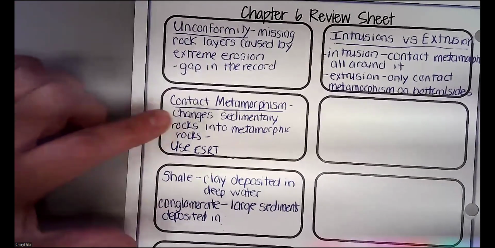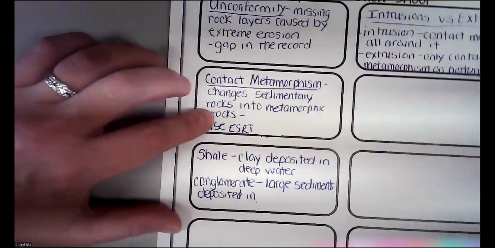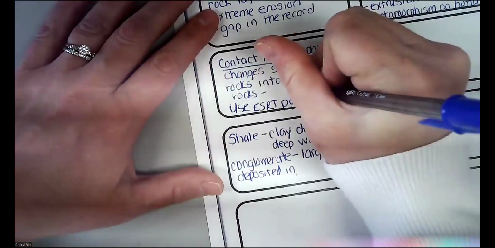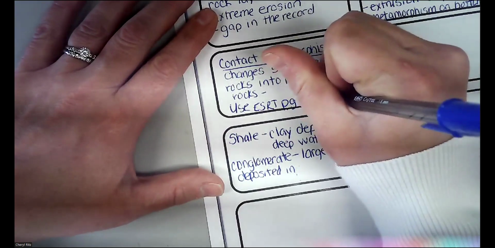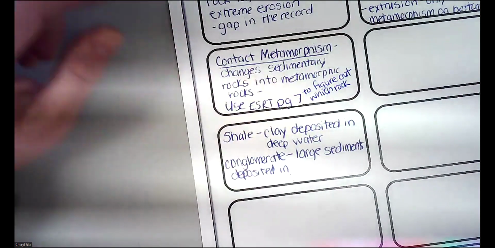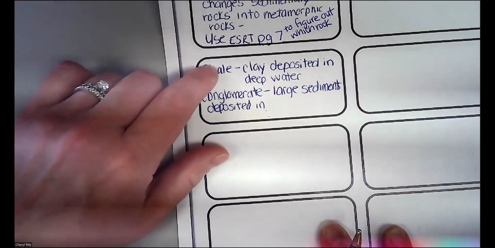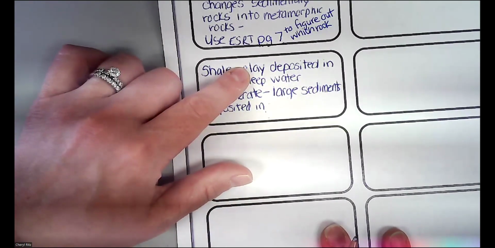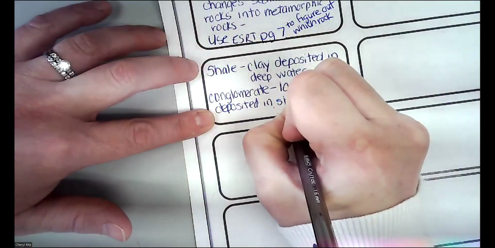Here is one place I made one of my whiteout mistakes. So contact metamorphism changes the rocks into metamorphic rocks. Use ESRT page 7 to figure out which rock. Did you add that? And the last mistake I made here, remember, if we have the rock shale, we know that it was made out of clay. Remember that clay always gets deposited in deep water, whereas conglomerate is made out of large sediments and it's always deposited in shallow water.